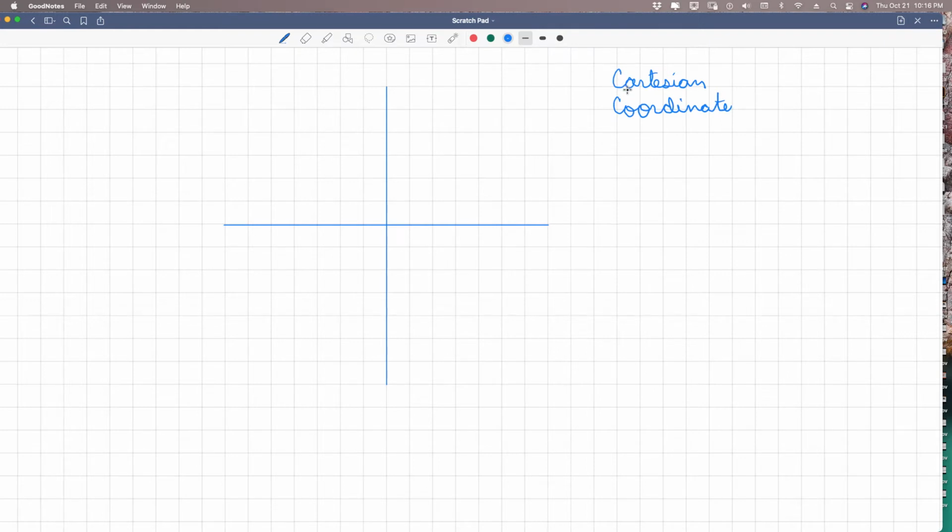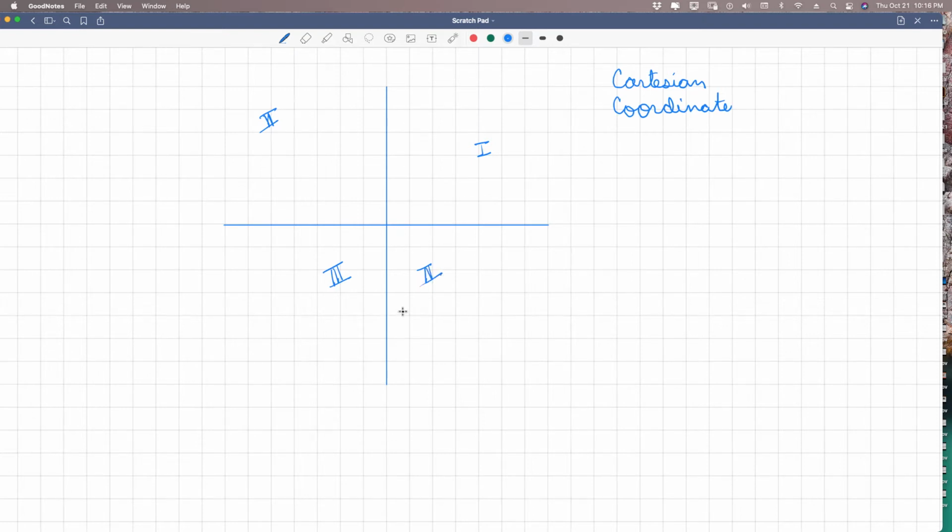This is called the Cartesian coordinate system. And if you notice, it starts with the letter C. There's a reason you want to take note of that. We have noted that there's 4 sections. We call those sections quadrants. This is quadrant 1. This is quadrant 2. And yes, I'm using Roman numerals. This is quadrant 3. And this is quadrant 4.